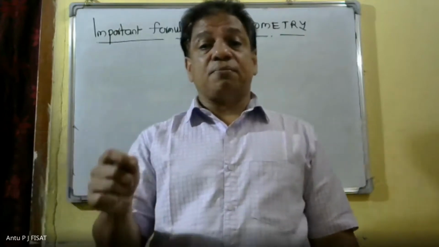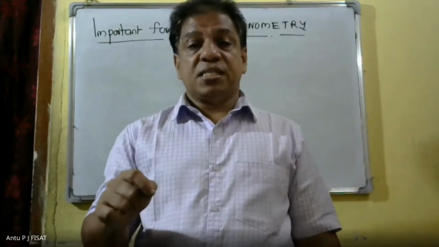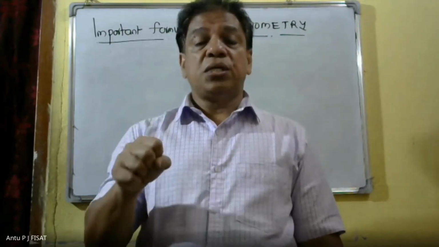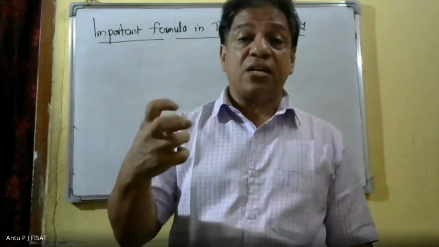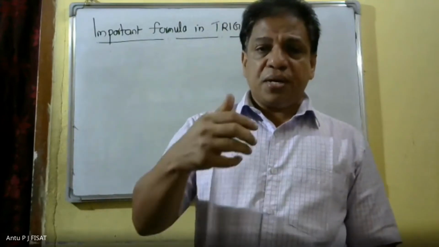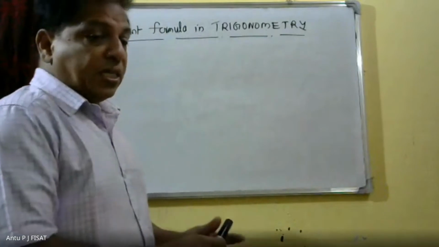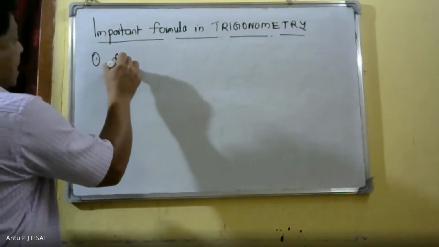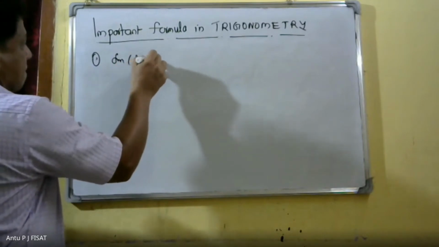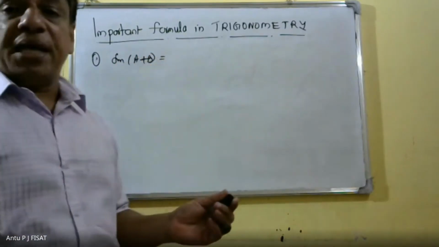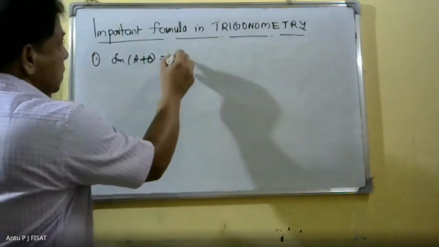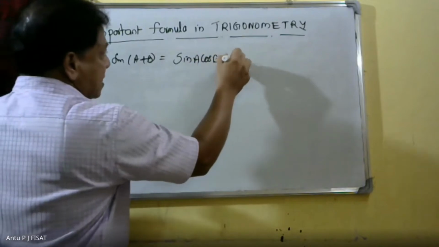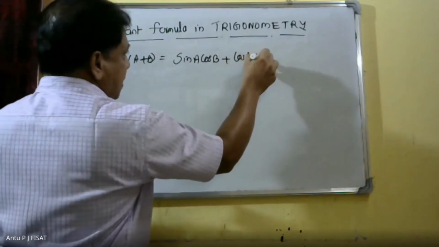Last class we discussed some formulas in trigonometry, some values of angles, and Astc rule, and how you can find the larger angle values. Today we'll continue the formulas. The next formula is sin A plus B. Sin A plus B is equal to sin A cos B plus cos A sin B.